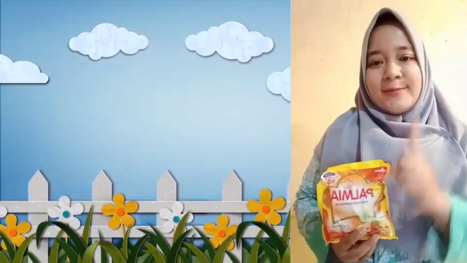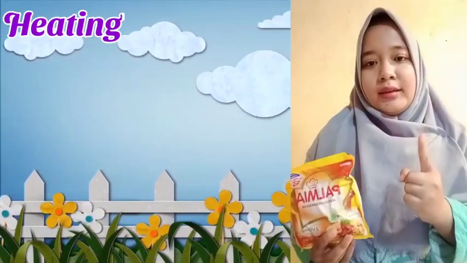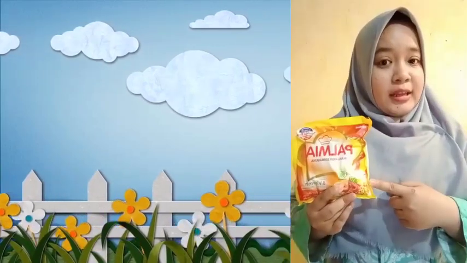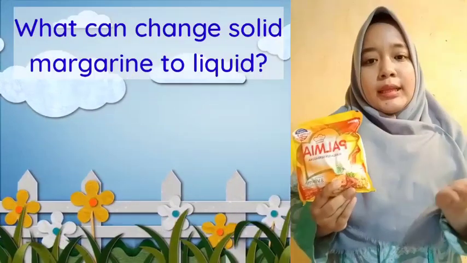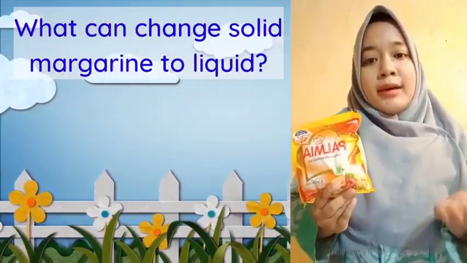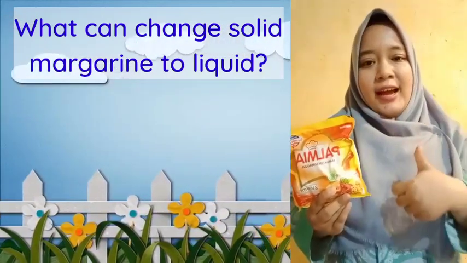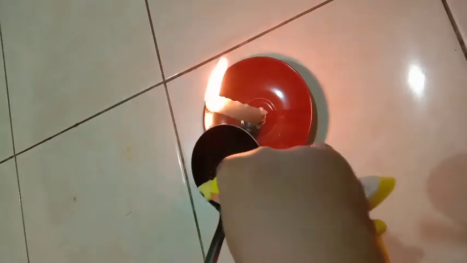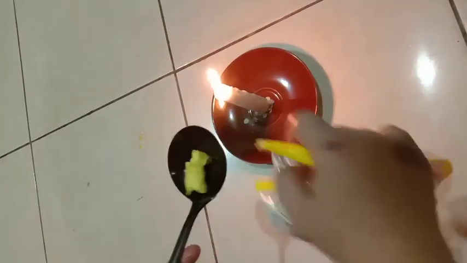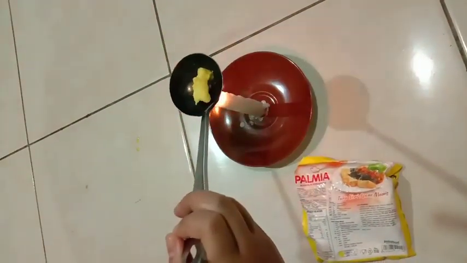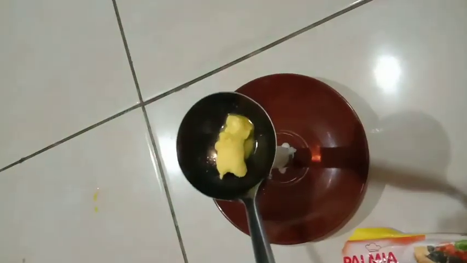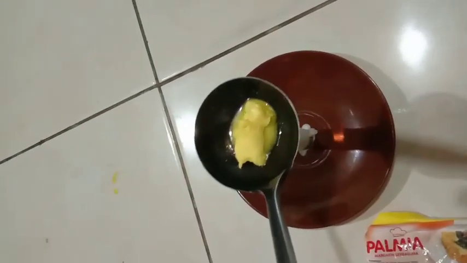Okay, the first experiment is about heating. This is margarine. The margarine is solid. What can change solid margarine to liquid? Yeah, with heating. Okay, I put margarine in a spoon and heat it for several minutes. Be careful with the candle because it is hot.